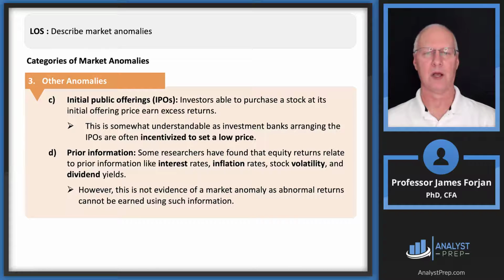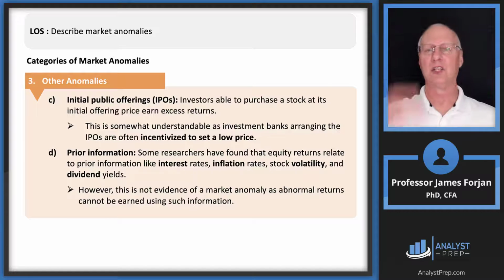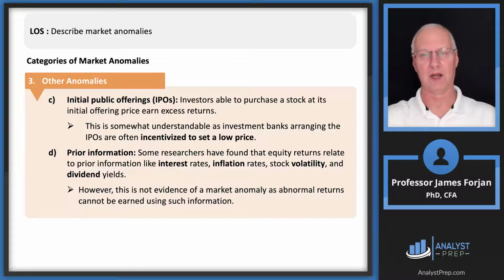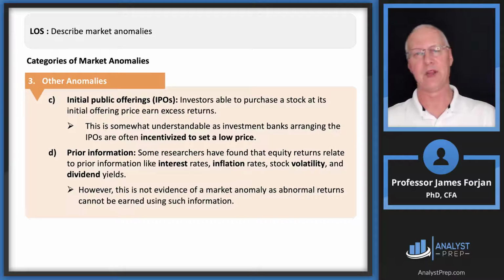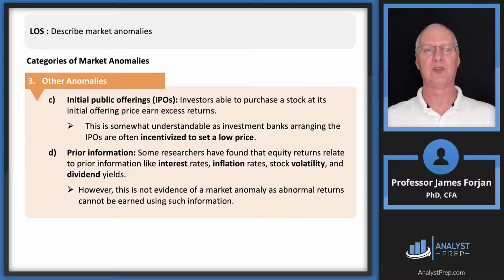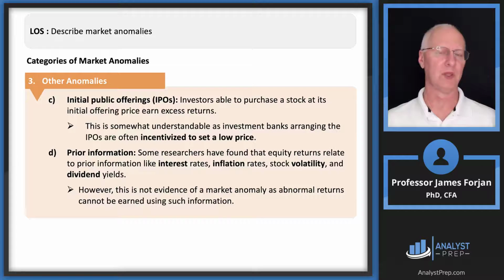Prior information, I don't like this one as an anomaly at all. Boy, lots of researchers collect huge samples of firms and then say something like, all right, let's look at the yield on a 10-year treasury, and then let's look at the change in CPI and the change in PPI. Let's take some implied volatility from the options market, and let's do some kind of cash flow yield or a dividend yield. And so they collect tons and tons of information, and this research is super valuable and super important. But what it does is it actually promotes the idea of market efficiency. And so I'm not really sure it's an anomaly. In fact, we even say that down here, not evidence of an anomaly.